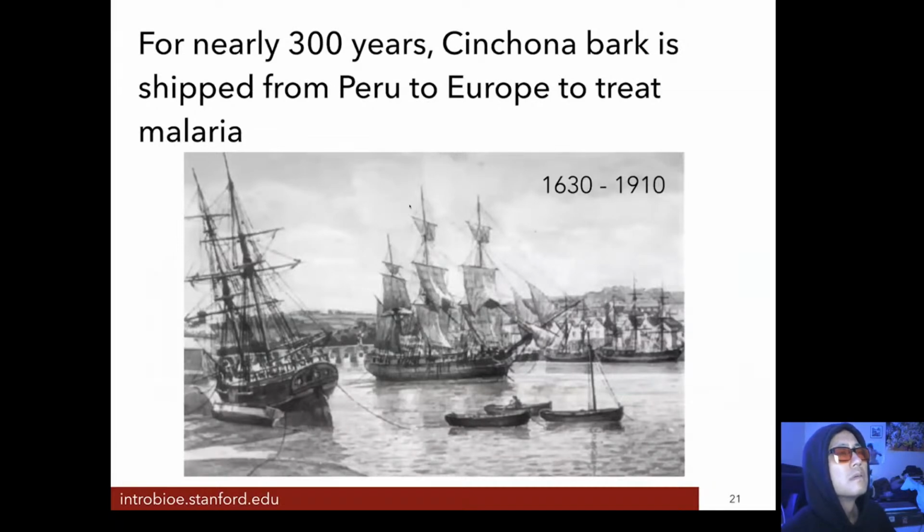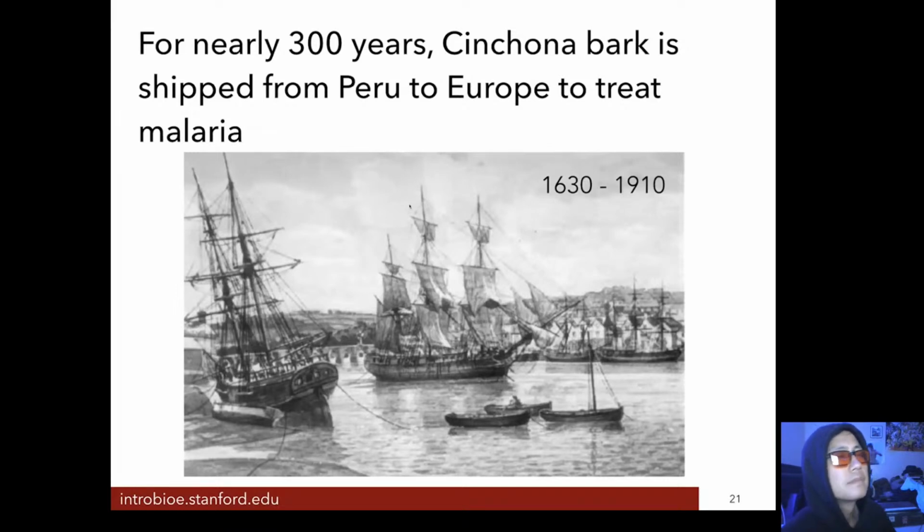It worked, I should say. And no one really knew why it was that this bark was able to cure people of malaria. They just knew that it worked. And so they have the Quechua people to thank for the cure to malaria.